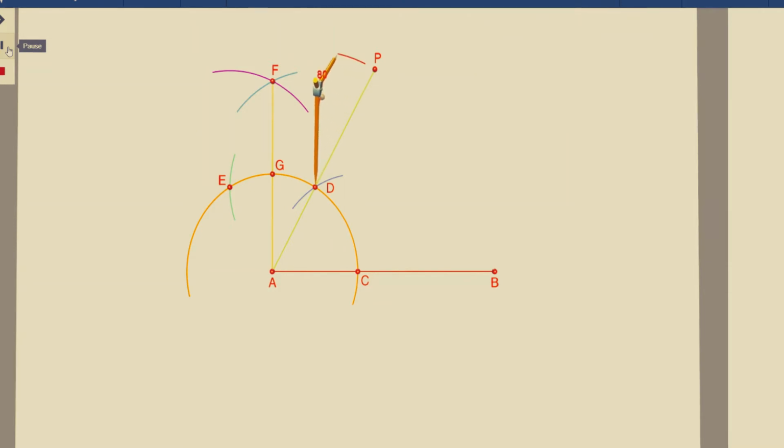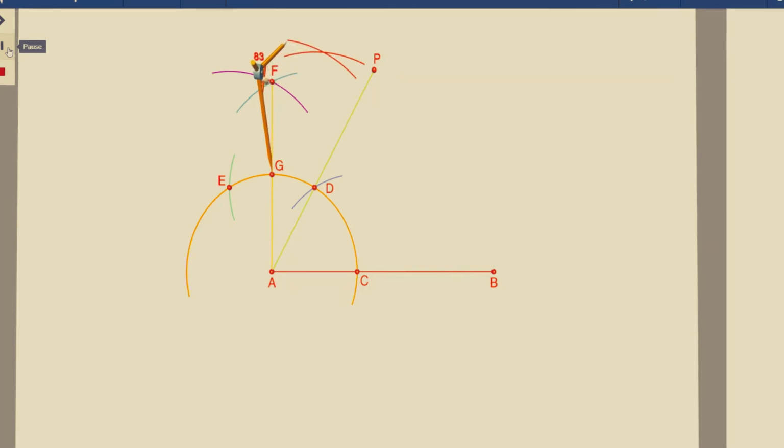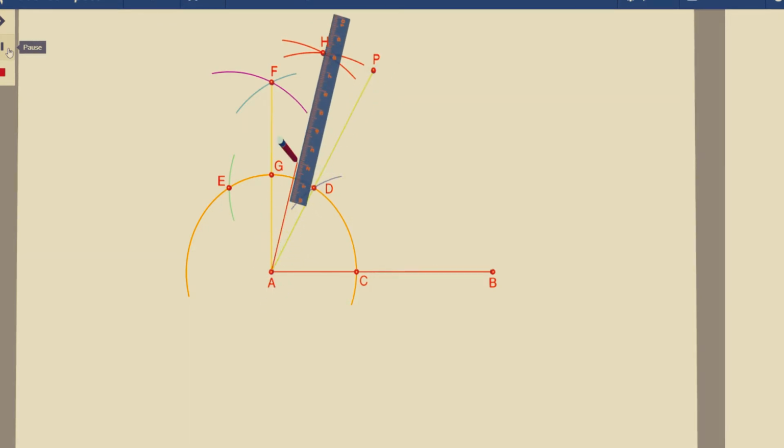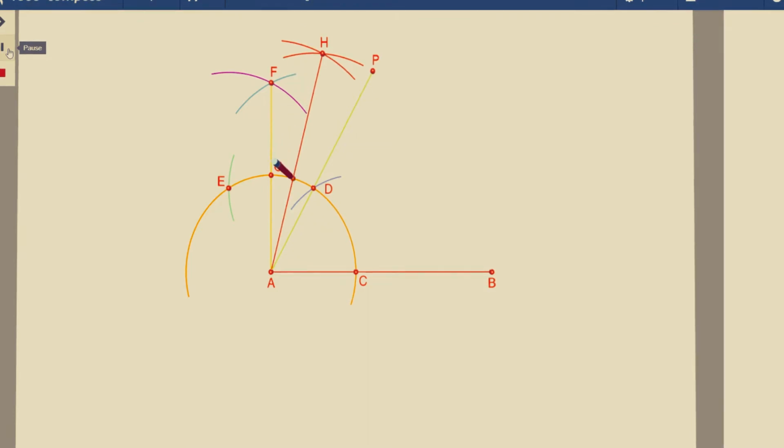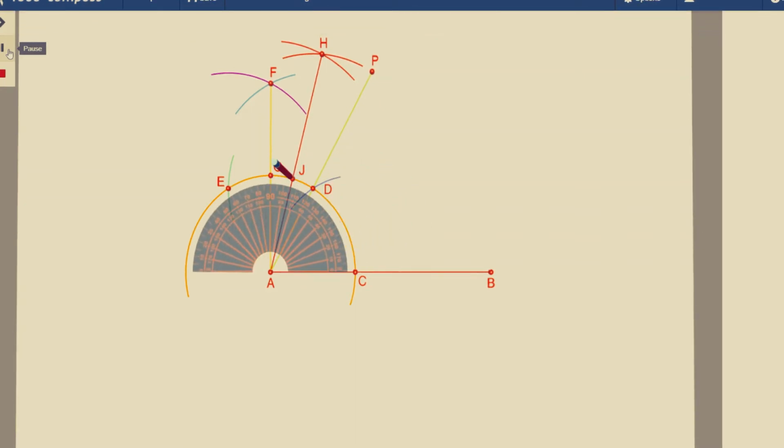For this, with center D and any convenient radius, draw an arc. And with center G and the same radius, draw another arc. Both cross at point H. Now join AH. Angle HAB equals 75 degrees.